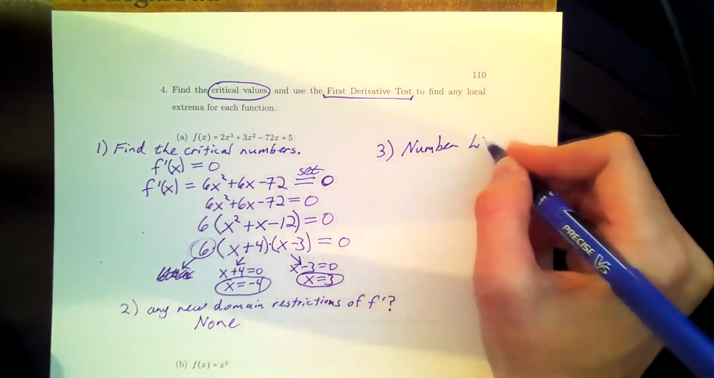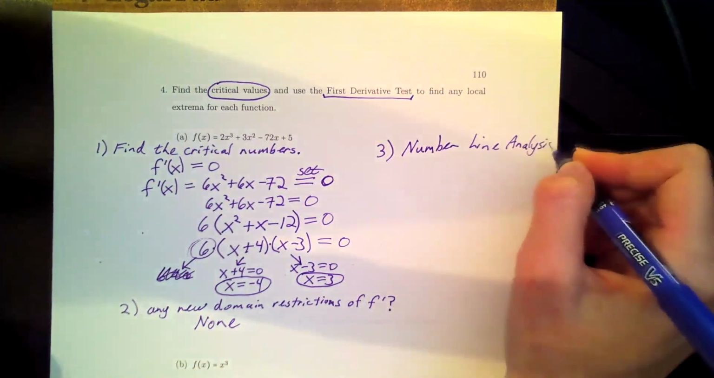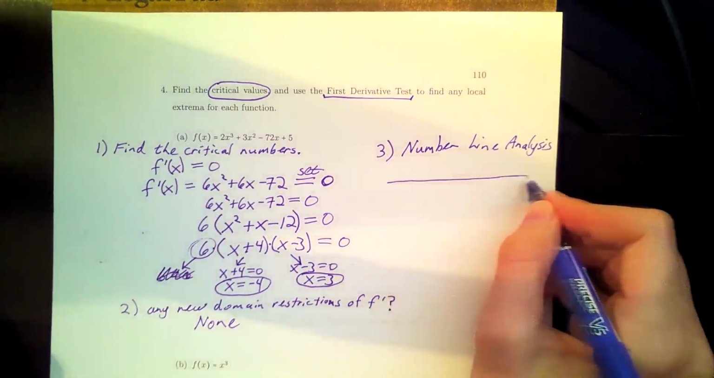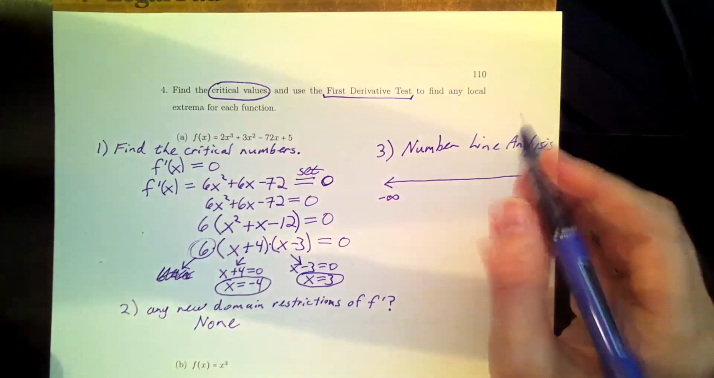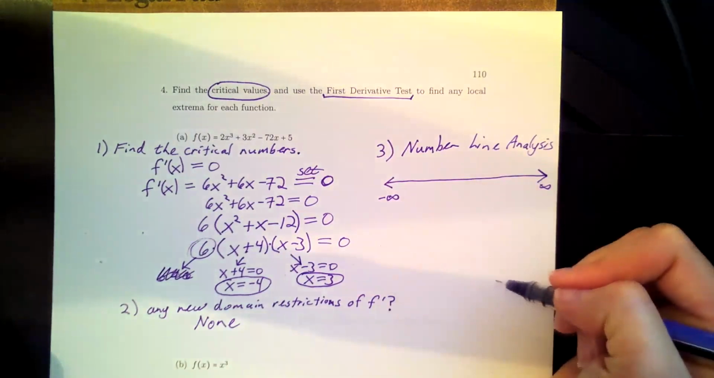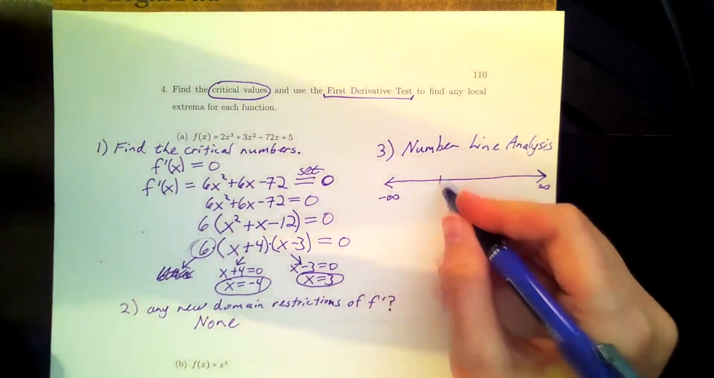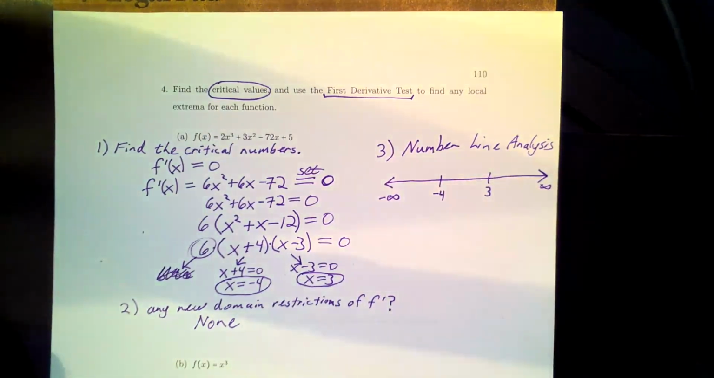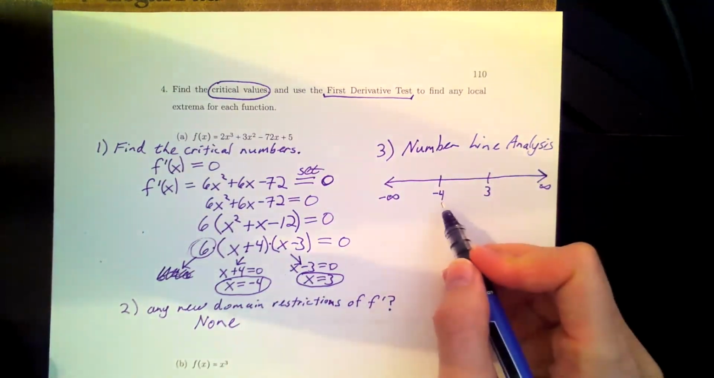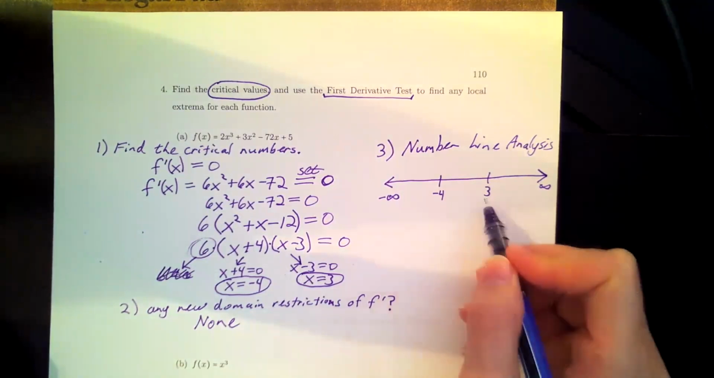And in the number line analysis, you're using the derivative function for that. So create a number line that represents the domain of your function. It goes from negative infinity to infinity. And on this number line, put only your critical numbers. You have negative 4 and 3. Make sure you put them in the order they go in. Now these are my candidates for maybe being where a local max or a min are.